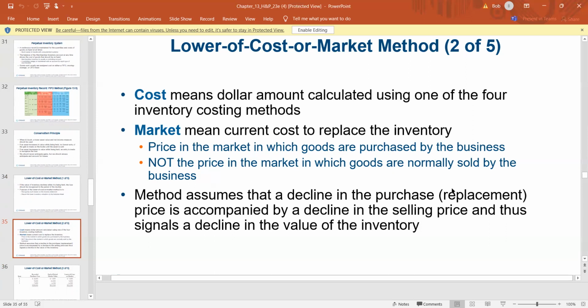Okay, cost means what you paid for it. The market means the current cost to replace the inventory. In other words, what is this garment selling for today? The method assumes that a decline in the purchase price is accompanied by a decline in the selling price, and thus signals a decline in the value of the inventory. Yeah, you're probably going to have to reduce your prices if the market has gone down.